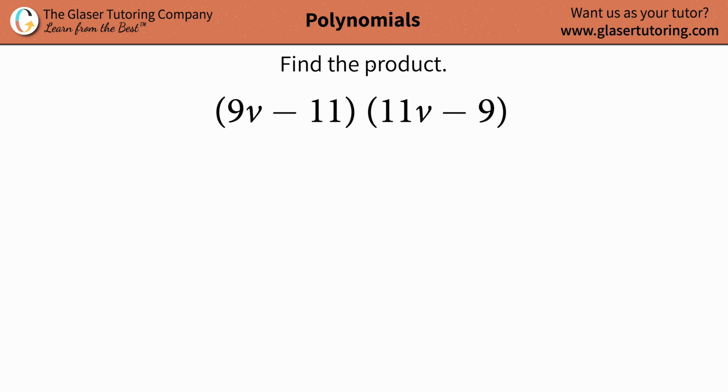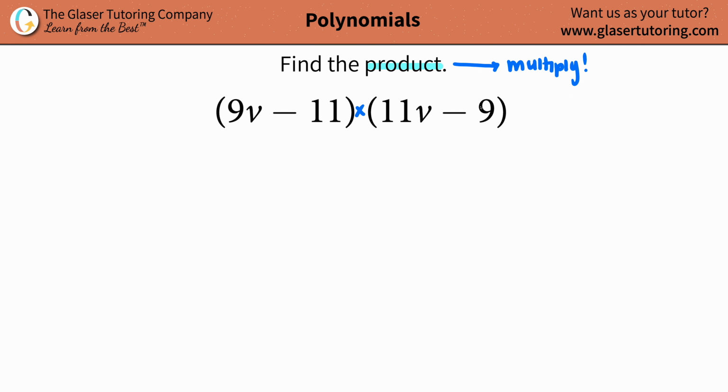Okay, so we all know that a product is the fancy way of saying we're going to multiply, right? So all we're going to do is multiply these two binomials together to get a polynomial. This is a binomial because there's two terms. Bi, in the scientific realm, means two. So we have a term with a variable in it, in this case it's v, and then we have a term that is just a random number. So we have 9v minus 11, and this is being multiplied by 11v minus 9.